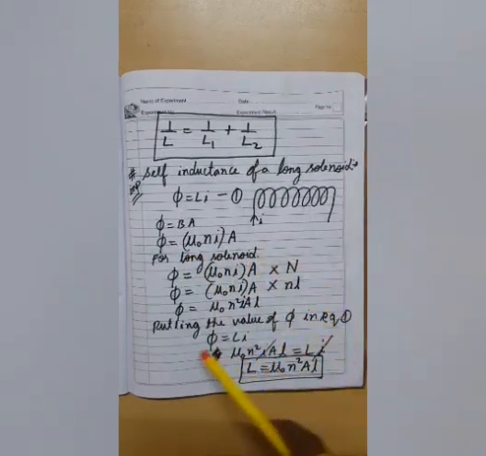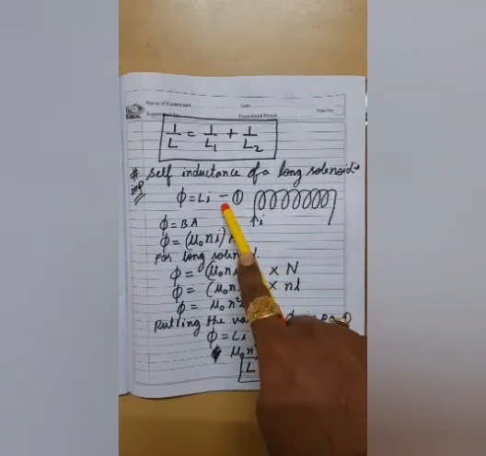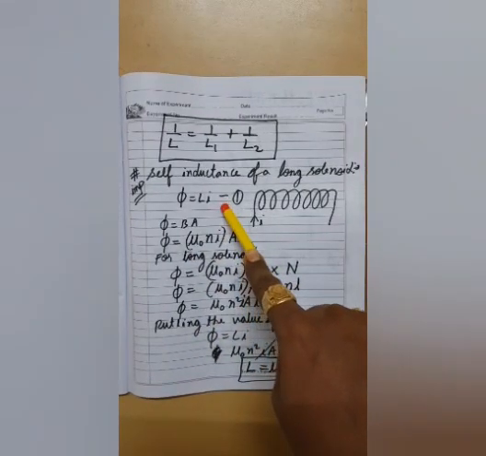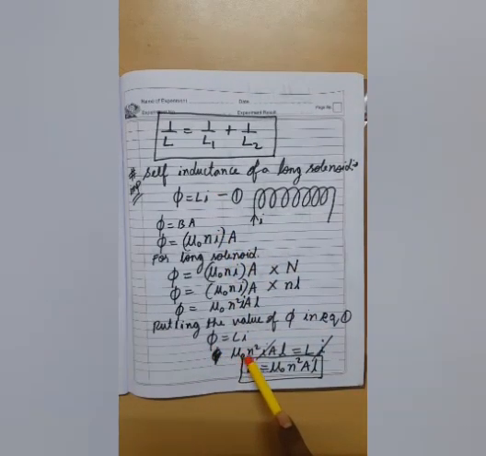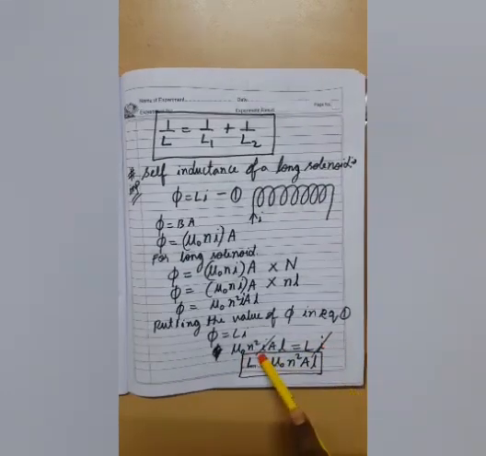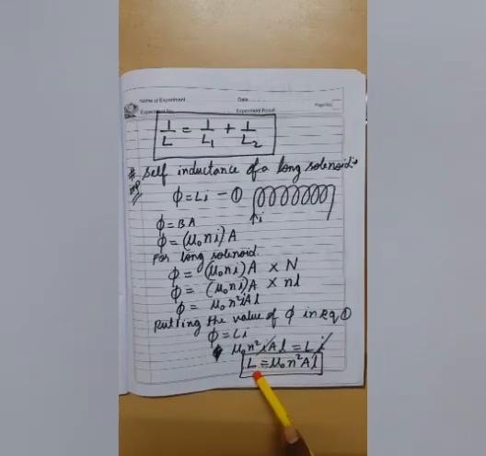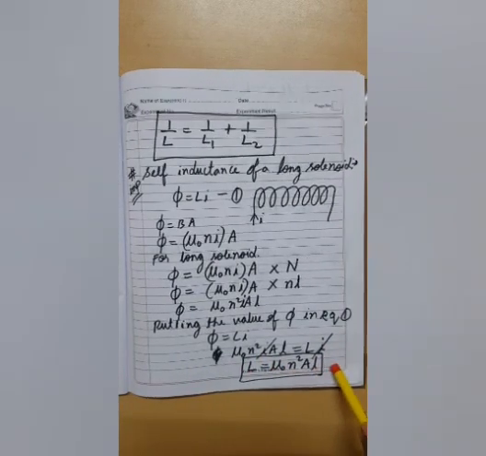Now putting this value of phi in equation 1, which is our main equation, phi is equal to Li. So in place of phi we can write mu naught n square i A l is equal to Li. I cancels out and we are left with capital L, the coefficient of self induction, equal to mu naught n square A l.